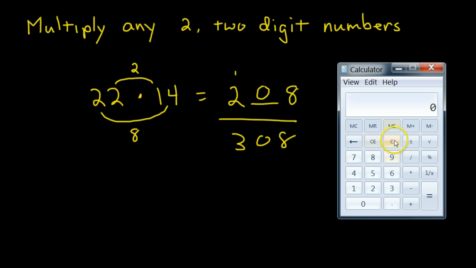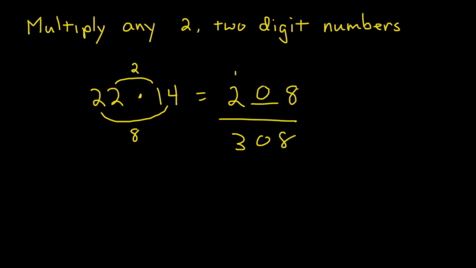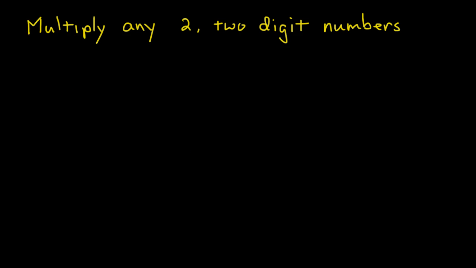And we'll clear it, and we get 22 times 14. Whoops, I'm sorry. Let's clear it again. Must have done something wrong. 22 times 14, and we get 308. All right. Easier to do this way than with a calculator, I guess. All right, let's try a larger number.